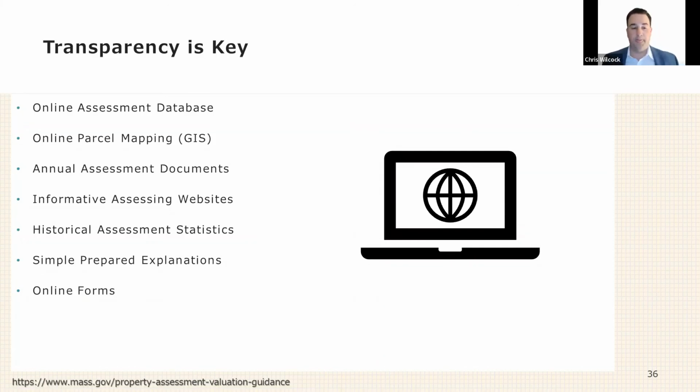And it's nice to have a prepared explanation to basically answer that question for someone at the front counter. Online forms are a great thing to have, abatement forms or exemptions, anything that you can put online. Forms of list or income and expense. It's a good thing to have. Again, people will research your website before.